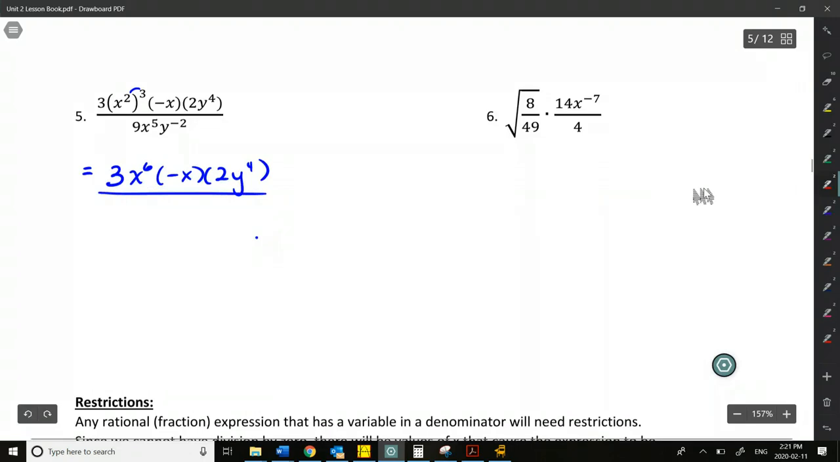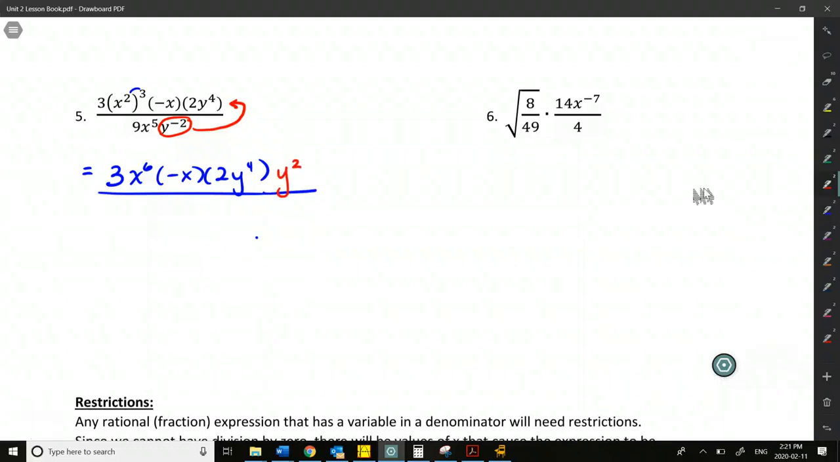Okay, in this step as well, I'm just going to take this negative exponent, and using the negative exponent rule, it says that I can move this term with the negative exponent up to the other side of the fraction and make that exponent positive. So that's the negative exponent rule. So I'm going to move that y to the negative 2 up to the top, and then we can make the exponent positive there.